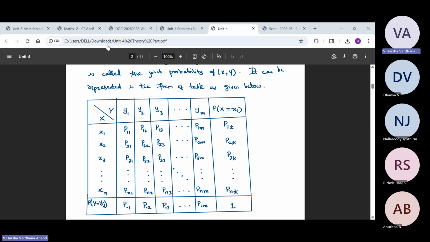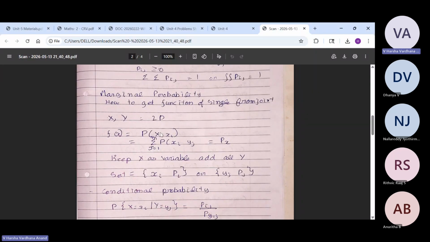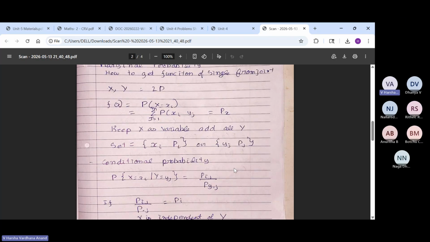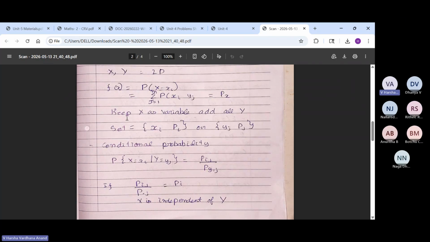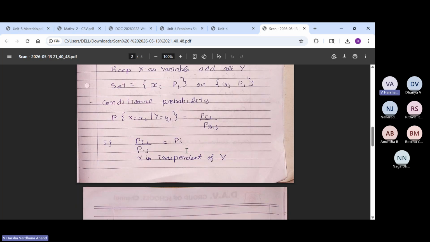So for us to get the marginal probability, that is f of x, we have p of x equal to xi, so we just sum up over xi and yj. i is constant here. y is the only thing that will be variable. So keep x as fixed and add all y. And we have the set of xi and pi. So pi here means px or py, whatever you want to define it as. This will give you the marginal probability of x. This will give you the marginal probability of y. So marginal probability is done.